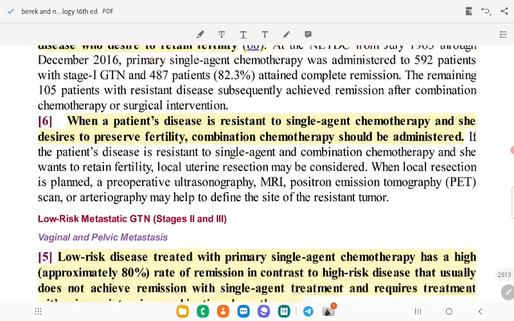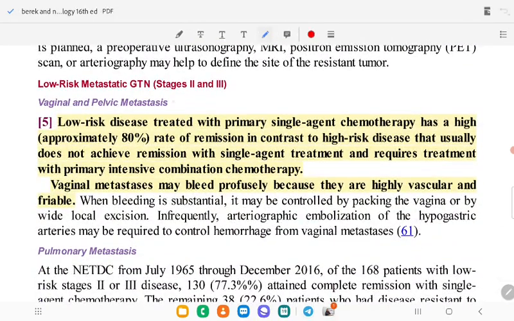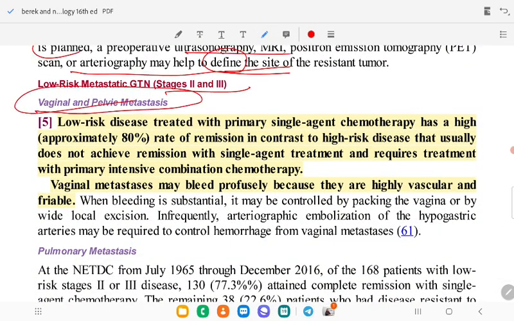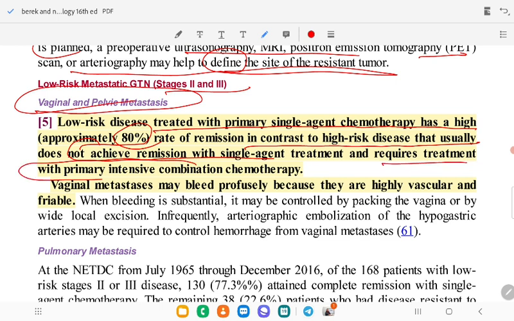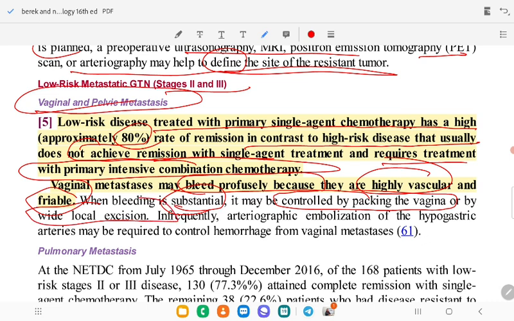resistant tumor. Low risk GTN stage 2-3 with vaginal or pelvic metastasis is treated with primary single agent chemotherapy. Because of a 40% rate of disease control, the high risk disease patients do not achieve remission, so they require primary intensive combination chemotherapy. Vaginal metastasis may bleed profusely as they are highly vascular and friable. If the bleeding is substantial, you can control it by packing the vagina or by wide local excision. Infrequently, you can go for arteriography and embolization of the hypogastric artery. Remember, this artery is the hypogastric artery.